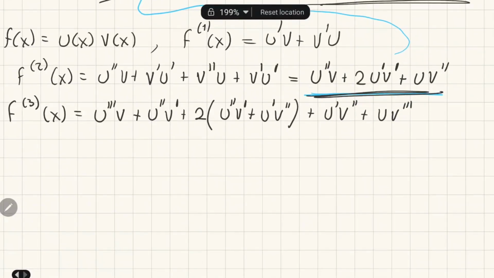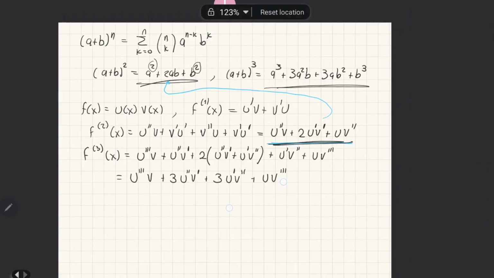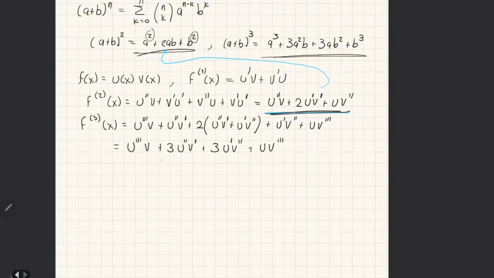Okay, so as you can see easily, this is u''' b plus 3 u'' b' plus 3 u' b'' plus u b'''. Again, it has a very similar structure to this thing that we have here. Okay, so if we keep doing this, we'll see that the structure actually holds.